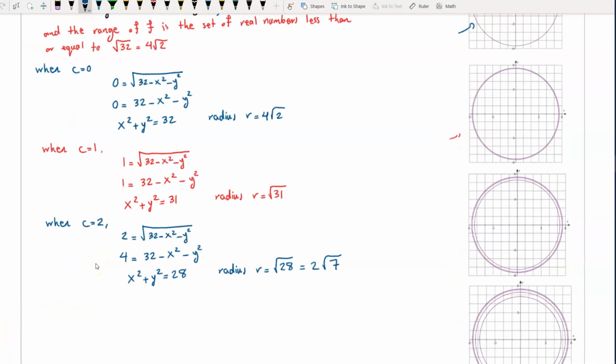And here is c equal to 2, so we have 2 equal to the square root of 32 minus x squared minus y squared.